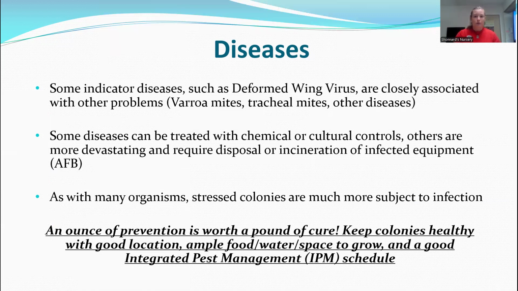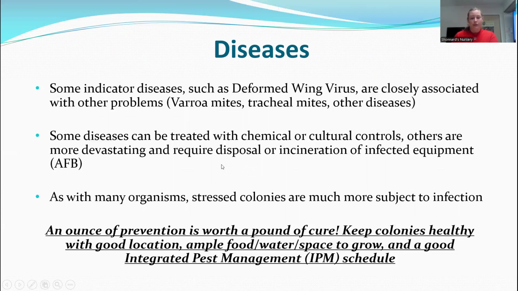Some diseases can be treated with cultural or chemical controls, requeening, miticides, that sort of thing. Others are more devastating and require disposal or incineration of infective equipment. In the case of American foulbrood, you really should be incinerating your boxes, your frames. Throw out all of your frames, incinerate your boxes. Once they're seared, you can use them again. Some people will just throw them away anyhow, but the spores will last, I think, 60 to 80 years. So incineration is really the only thing you can do for American foulbrood here.